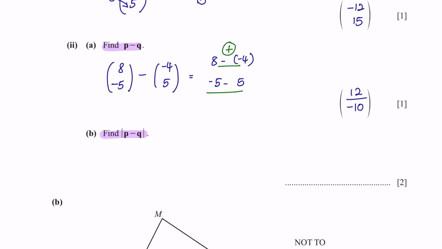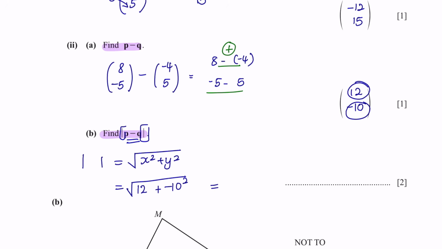Next, find the magnitude of p minus q. And we can see there is a modulus symbol here. The modulus symbol means that we're going to use the formula x squared plus y squared and square root it. From the previous question, we know that the x is 12 and the y is negative 10. So this will give us 15.6.